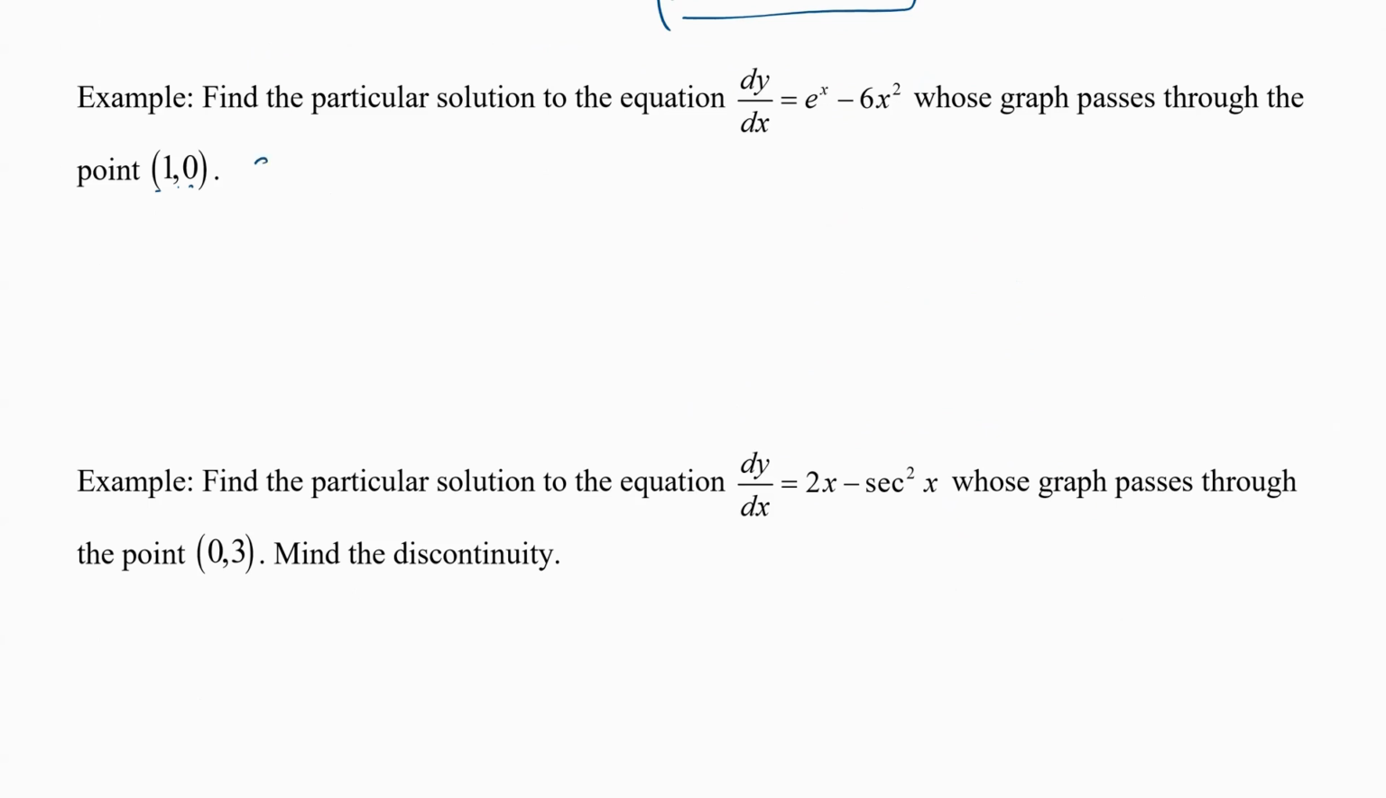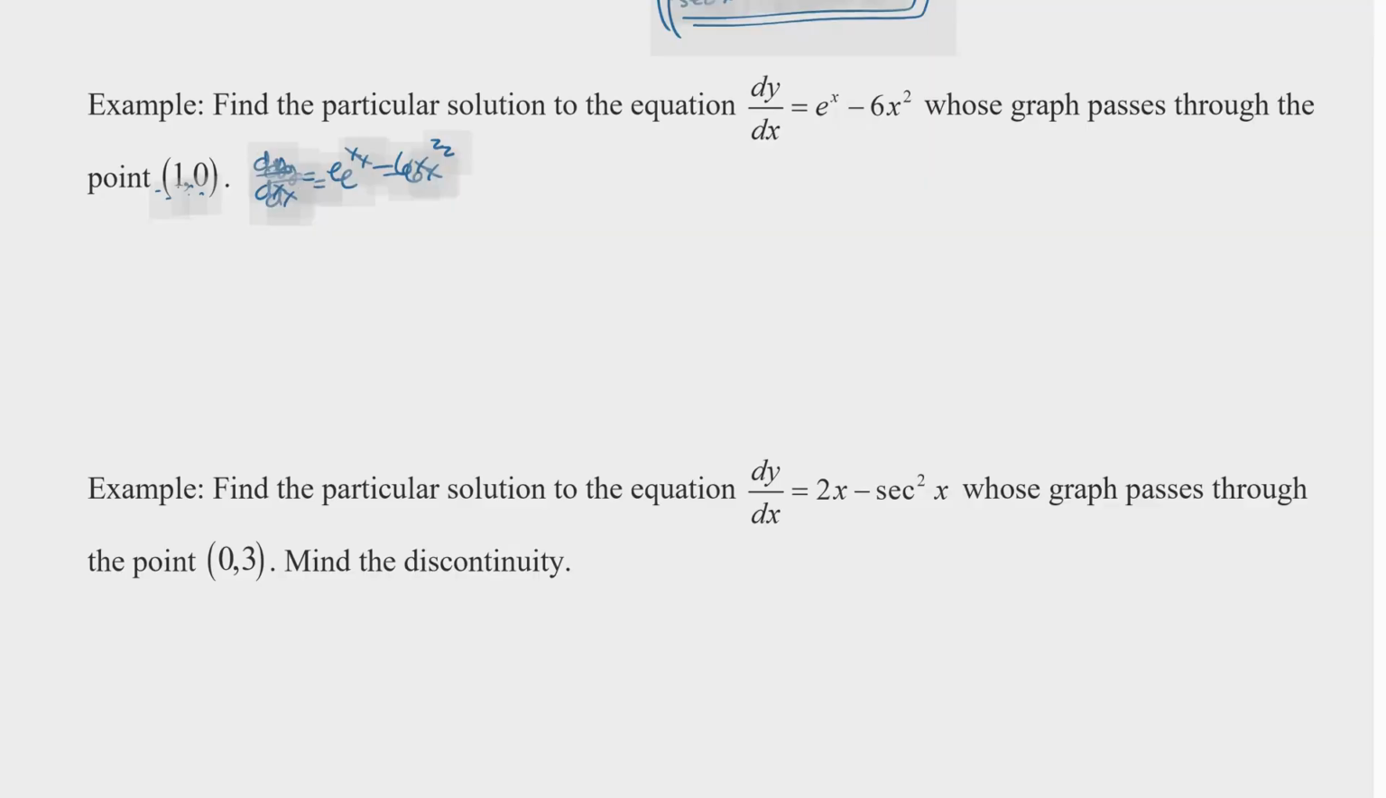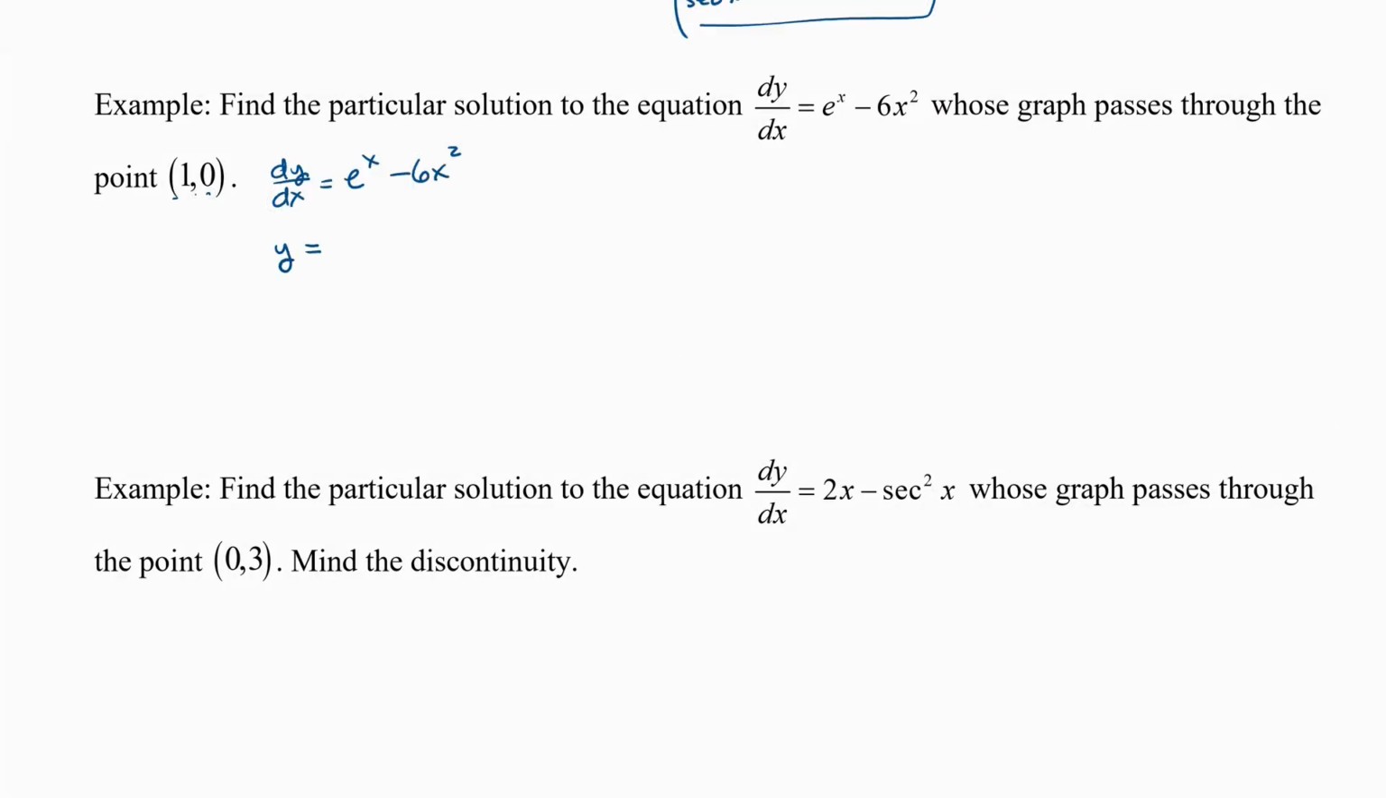Let's start with our differential equation, dy/dx is equal to e to the x minus 6x squared. And I want to find the antiderivative of that. So that's y equals a function whose derivative is e to the x. Oh, that's e to the x. A function whose derivative is negative 6x squared. That's a little harder. But we're going to introduce an idea called the inverse power rule. Sorry, the anti-differentiation power rule.